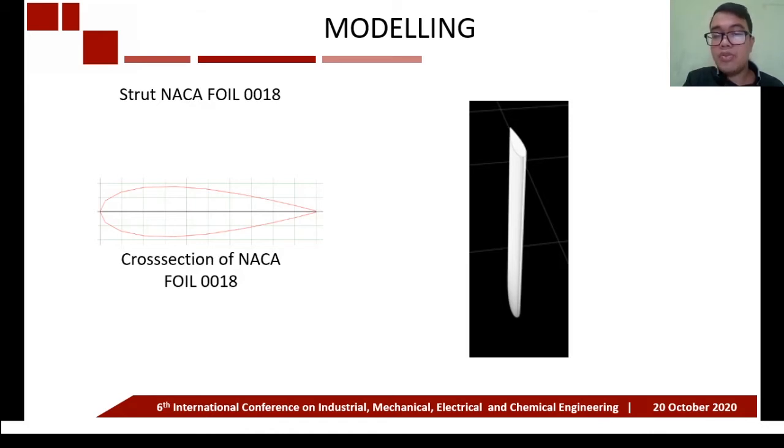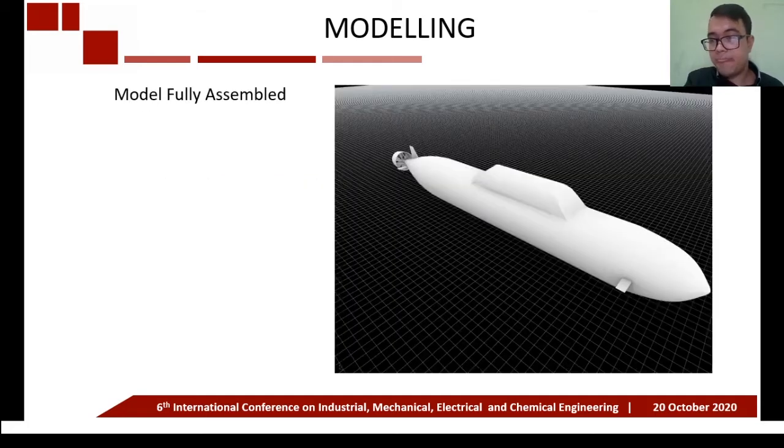After the components had been drawn, the nozzle needs to be joined to the hull form. Therefore, NACA foil 0018 was chosen to arrange on board. After all of the components had been drawn, the propeller and its nozzle need to be joined to the hull form. The hull form of the submarine is presented in this figure.